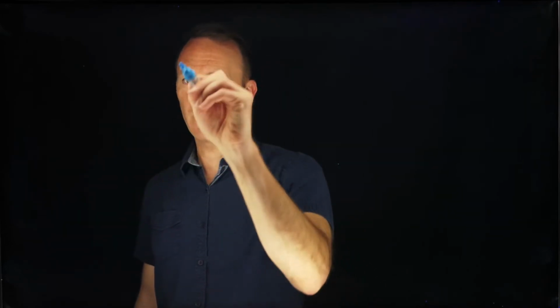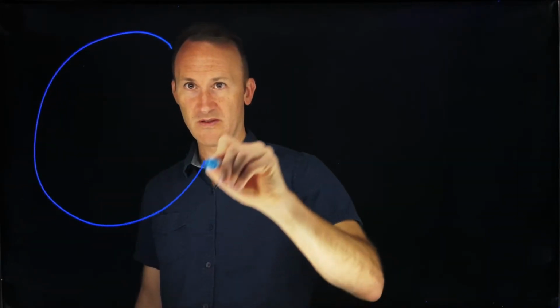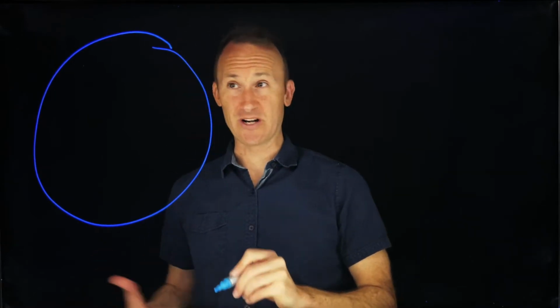What is the unit circle? The unit circle is a circle with a radius of 1 unit. Let me try to draw one. So if I have a big circle here, the key is that it's got a radius of 1.